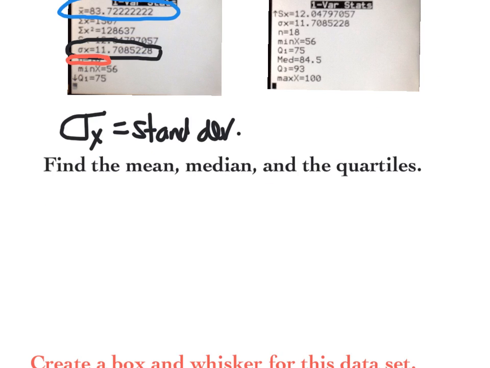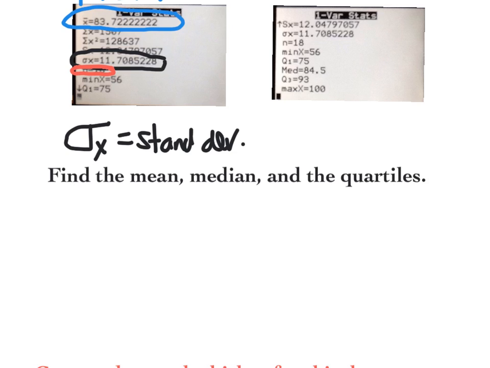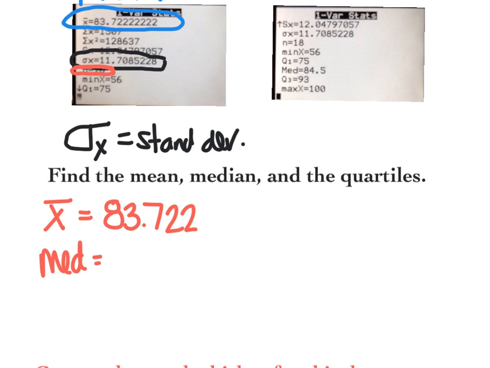So the first question we want to jot down, find the mean, median, and the quartiles. So again, when we say mean, we're not going to write out the words, we're going to say X bar. X bar is the mean. We're going to go 3 decimal places in anything that doesn't say. So 83.722. Remember, 3 decimal places. Median, like we said, is fairly obvious. It starts like MED. My median is over here, 84.5. Median is just the number in the middle.